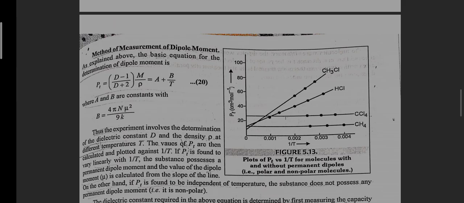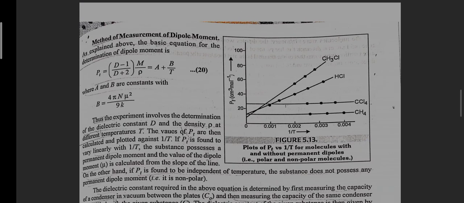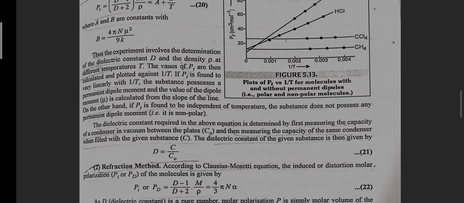Method of measurement of dipole moment. As explained above, the basic equation for the determination of dipole moment is Pt is equal to d minus 1 divided by d plus 2 into m divided by rho is equal to a plus b divided by T, where a and b are constant, with b is equal to 4 pi n mu square divided by 9k. Thus, the experiment involves the determination of the dielectric constant d and the density rho at different temperatures T.